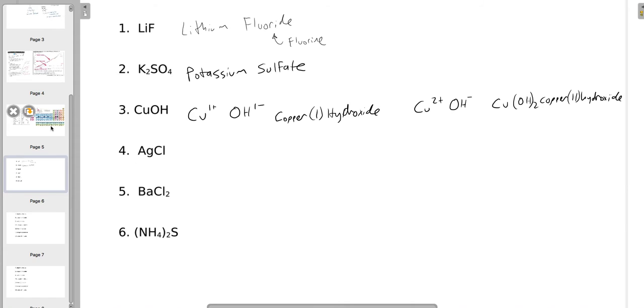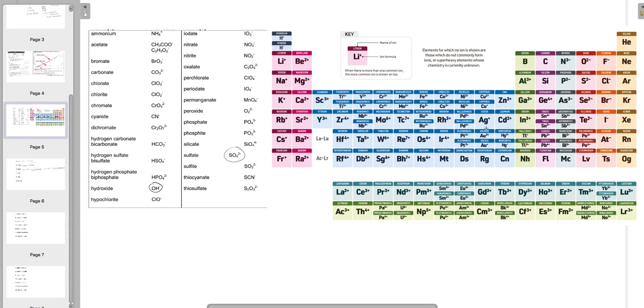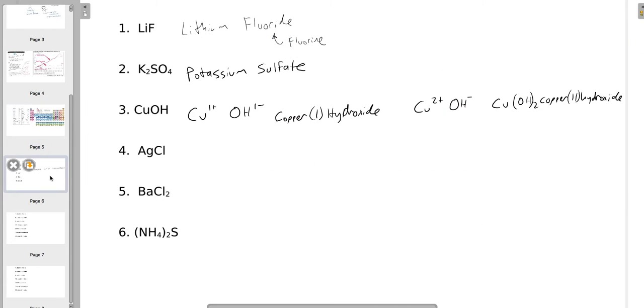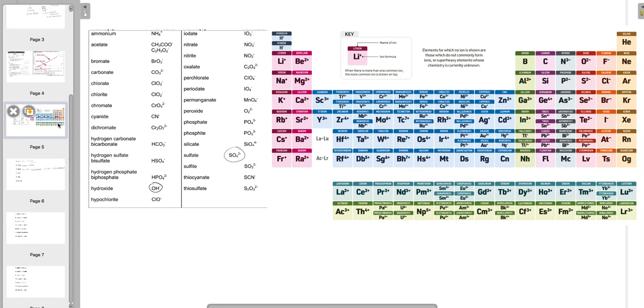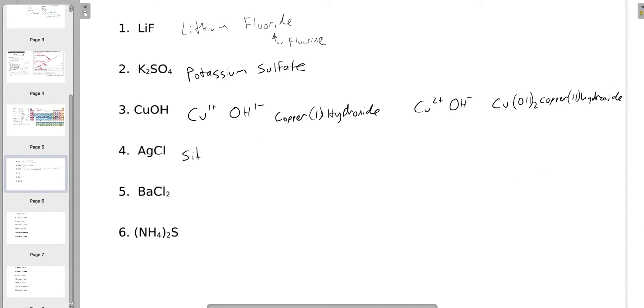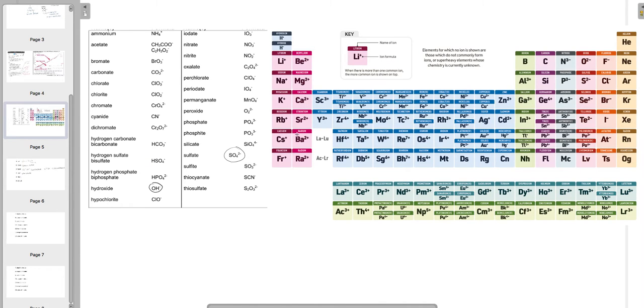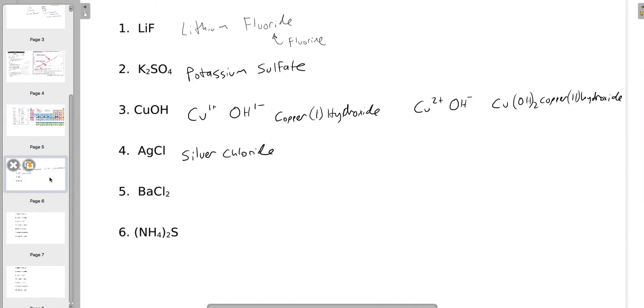Okay, AgCl. So silver is a transition metal, but it has only one common form, charge of 1+, and Cl is chlorine, right over here. So the anion is chloride, so it's just silver chloride. Okay, BaCl2. Ba is barium, and barium has a charge of 2+, and chlorine has a charge of 1-. That's a simple one. It's just barium chloride.